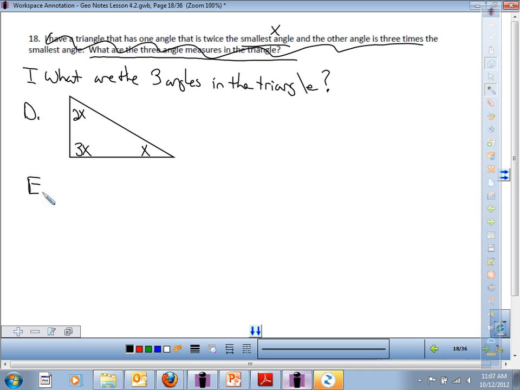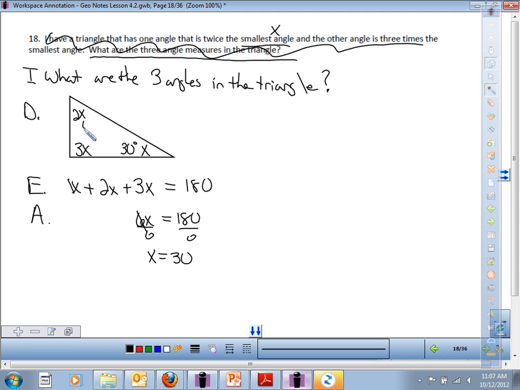E, let's come up with an equation. Let's add them. X plus 2x plus 3x, and we know that all the angles in a triangle add up to 180. There's your equation. Now A, remember A was act on it, solve it. So we solve this guy. That's 1x plus 2x plus 3x is 6x equals 180. This might look familiar to some of you. Divide by 6. X is 30. Okay. Well, that helps me find this is 30. This is twice that, 60. This is 3 times that, 90.